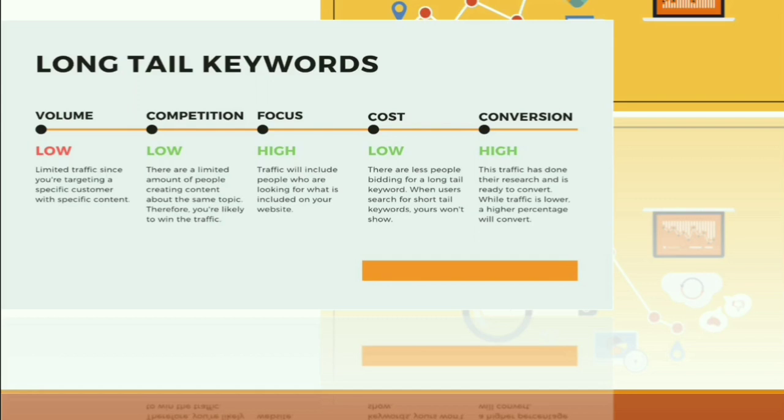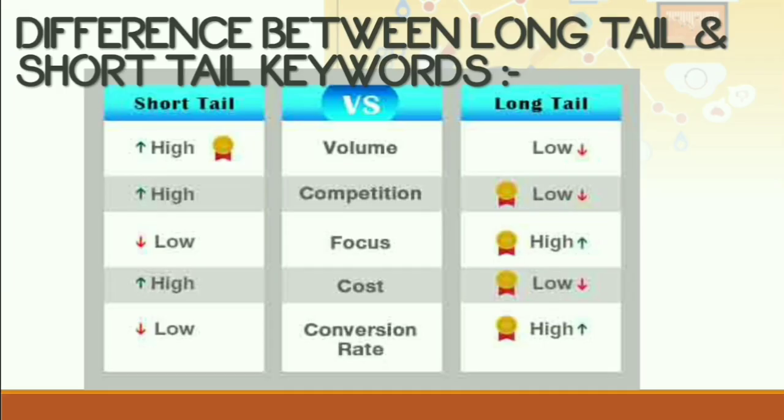And next is the conversion. The conversion in the case of a long tail keyword is always high, because this traffic has done their research and is ready to convert. While traffic is lower, a high percentage will convert. So in short, whenever you search for any particular item, if you are very specific, you can go with the long tail keyword method. Also, if there is a new website, even those websites get a chance when you use a long tail keyword.